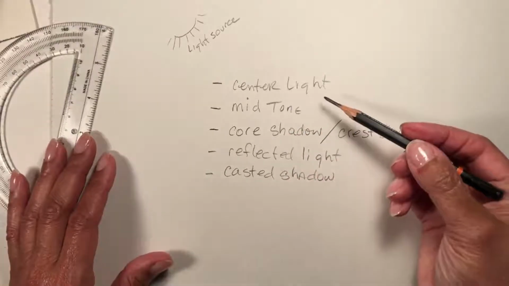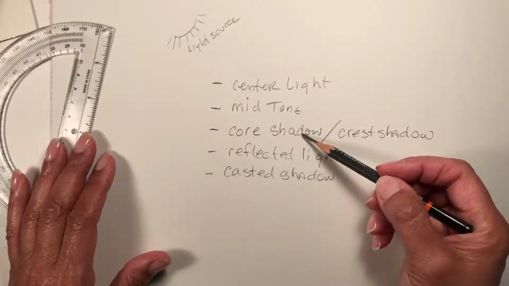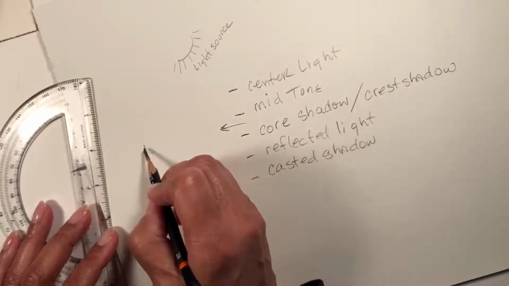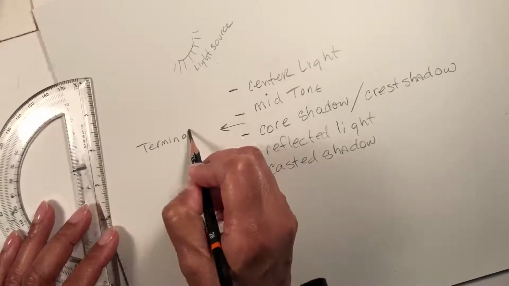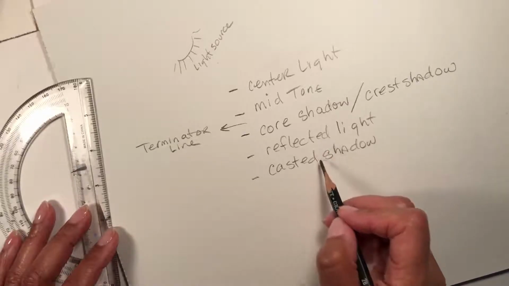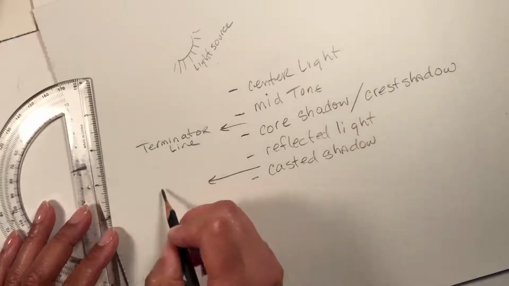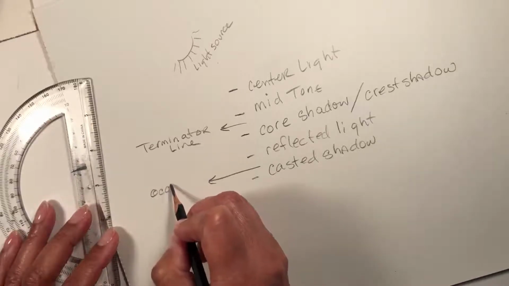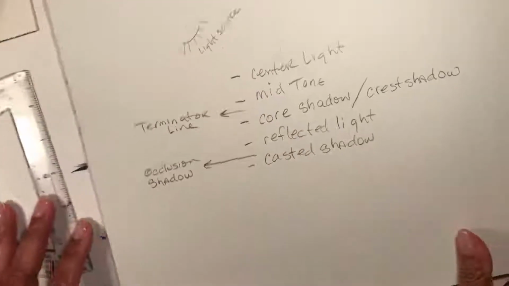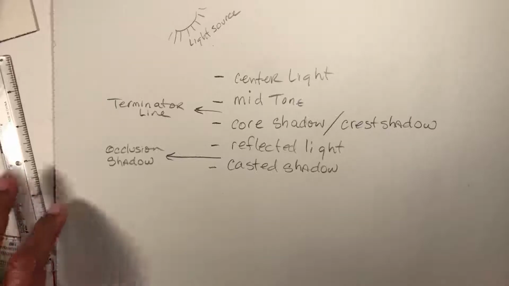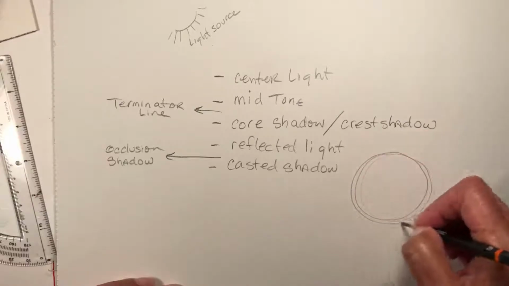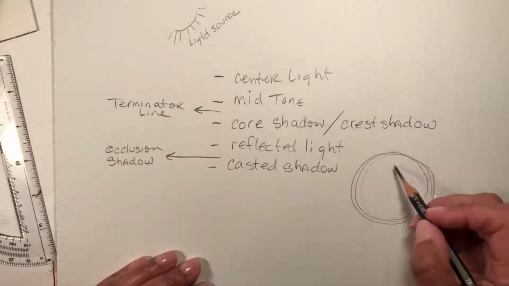Now in between the mid-tone area and core shadow, you have what's called a terminator line. And then in between the reflected light area and the casted shadow area, you have what's called occlusion shadow. So these are the terms, and I'll show you the areas. These are the terms that we have when we look at a sphere. This is my sphere. I know it's kind of wonky, but this is my sphere.